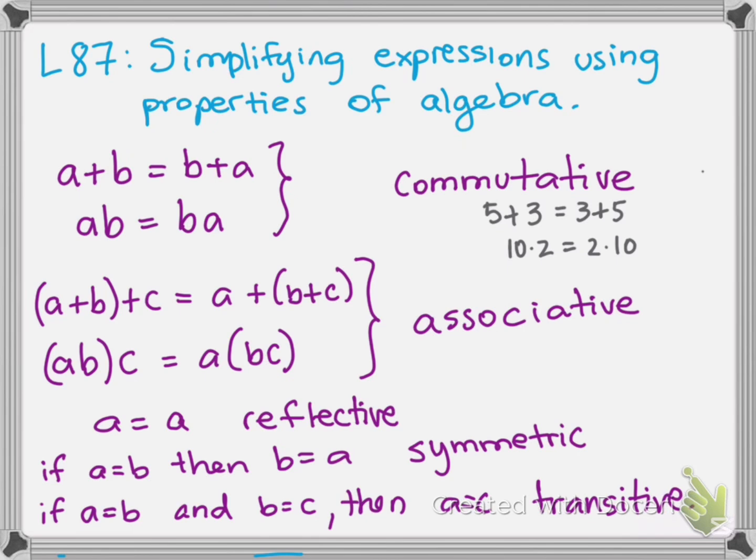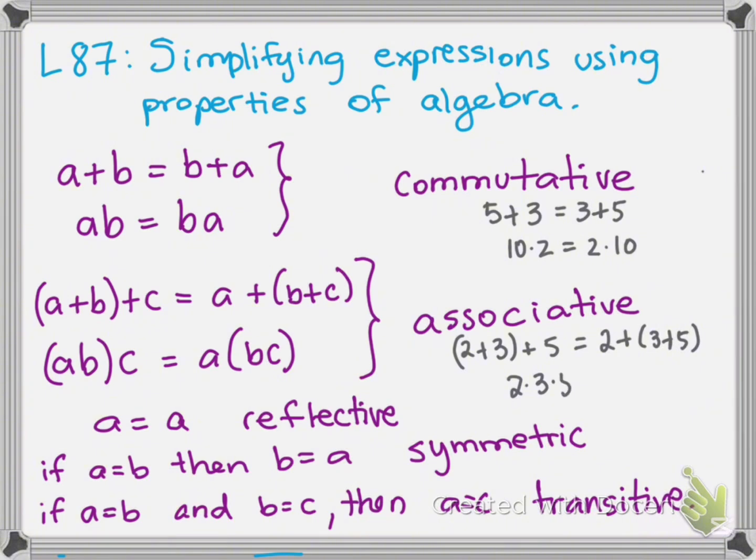Then we have the associative property, which is when we can do two things first and then the third one. So I can add the first two and then the third one, or I can add the last two and then the first one, and the answer doesn't change. The same happens with multiplication. This happens because, again, we're just adding all of them. It doesn't affect the order that I add them. And the same happens with multiplication.